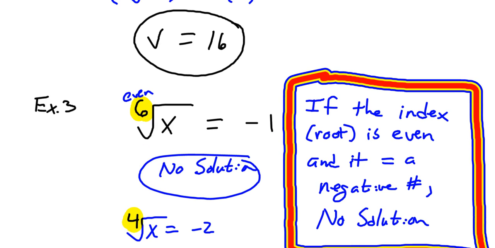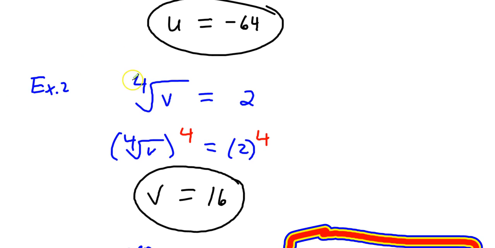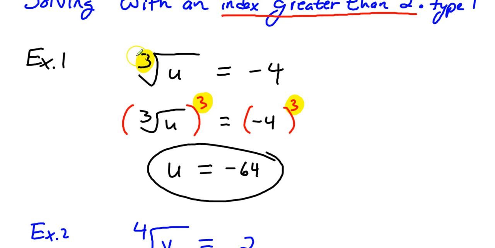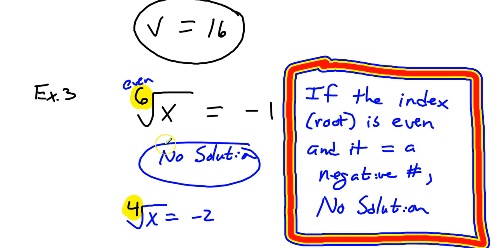Now, if you flip back up here real quick to the second example, that was the fourth root of v. If it's positive, you're fine. If it's an odd power, that one can be negative, because if you multiply negative times negative times negative, you still get a negative. It's only when that's an even index, because if you multiply a negative number 6 times, it's going to make it positive. So if it's negative, and if it's an even root, then it's just no solution.